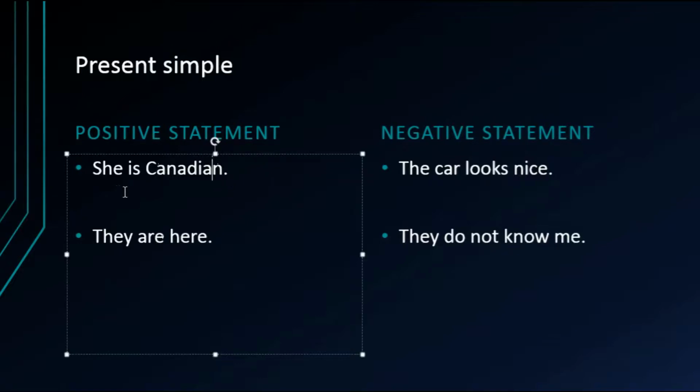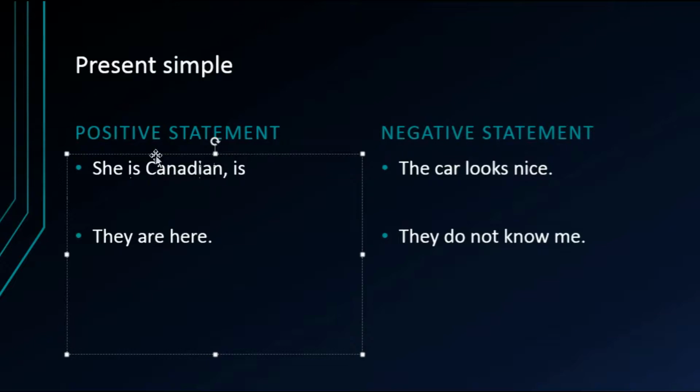The first one, okay, she is Canadian. First of all, my first step, I change my period to a comma. Then I add the auxiliary verb of the sentence. So my auxiliary verb is, right? Is. Then if the sentence is positive, I change it to negative. If it's negative, to positive.